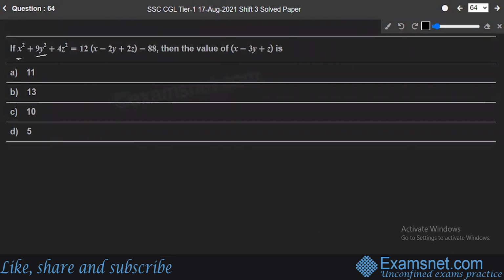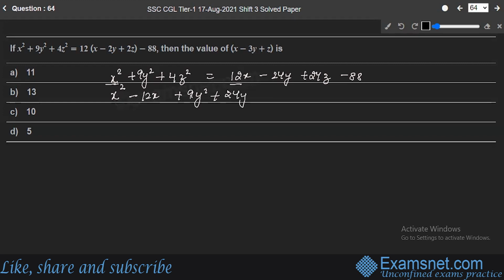It says if x square plus 9y square plus 4z square is equal to this expression, then you have to find out the value of this expression. Right? Let's solve. I'll open the brackets first on the right hand side. So this will be x square plus 9y square plus 4z square equal to 12x minus 24y plus 24z minus 88. Okay, I'll take everything on the left hand side now. So this will be x square minus 12x, keeping the x and y and z variables together, plus 9y square plus 24y plus 4z square minus 24z plus 88 is equal to 0.